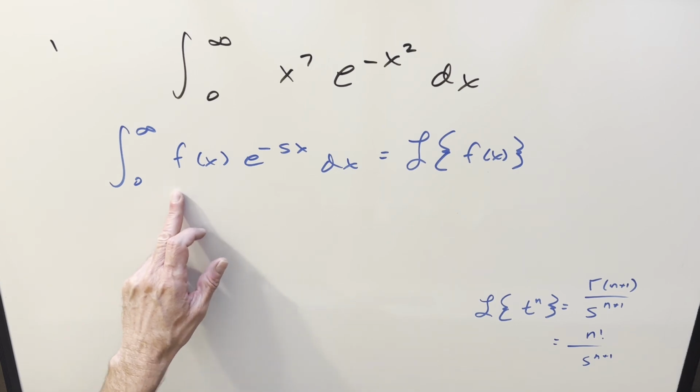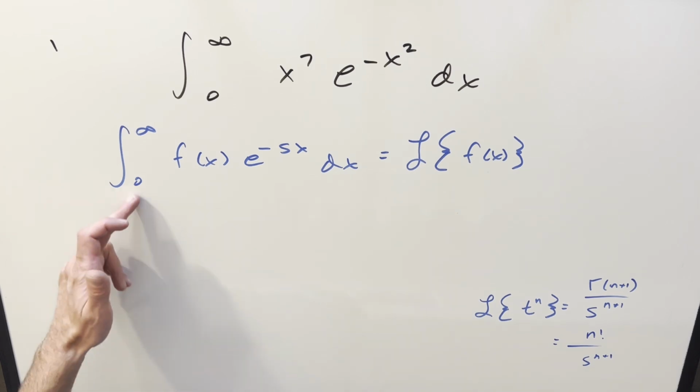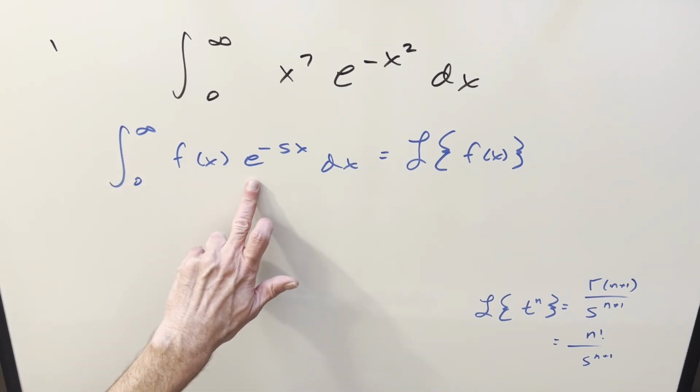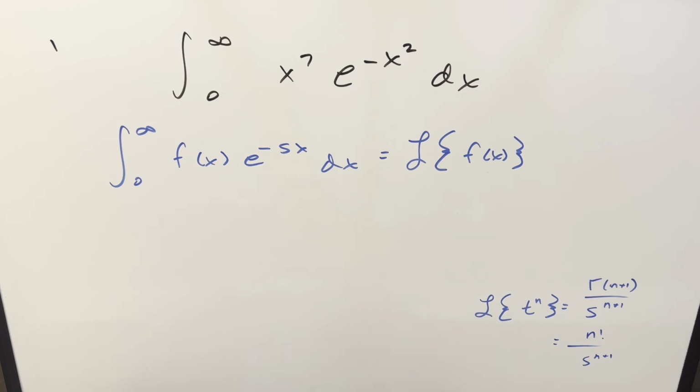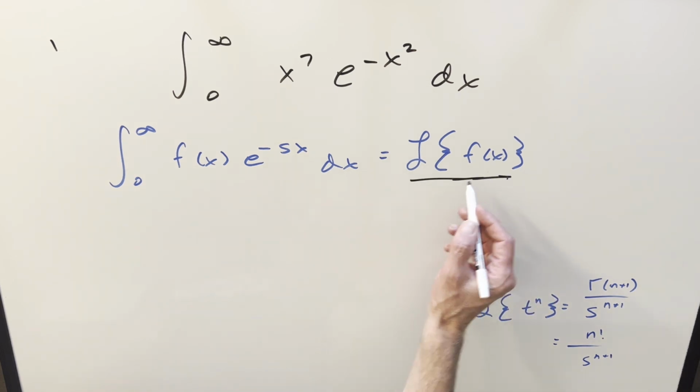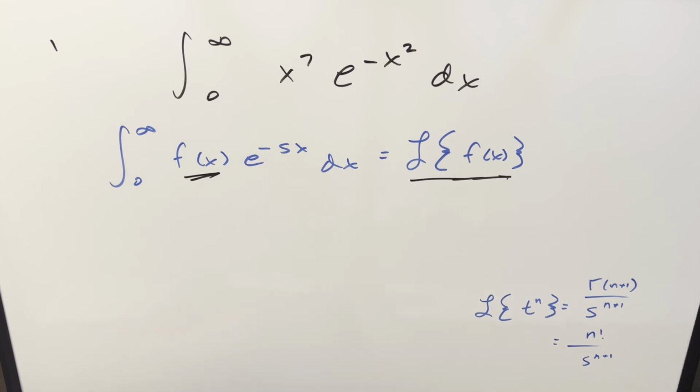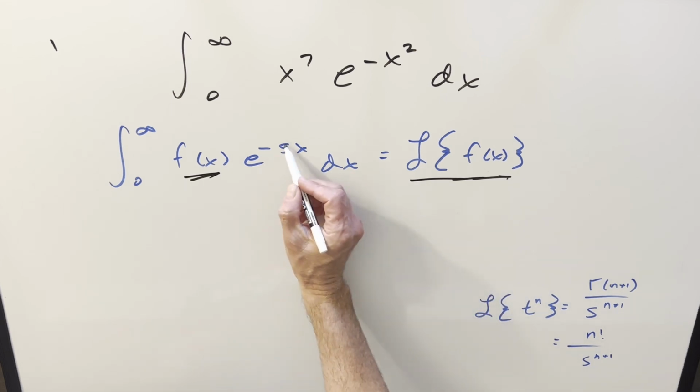We've got our definition right here that if we have an integral from 0 to infinity, f of x e to the minus sx, this is going to be our definition for the Laplace transform, where this function's coming from right here. What's going to come out of this is going to be a function in terms of s.